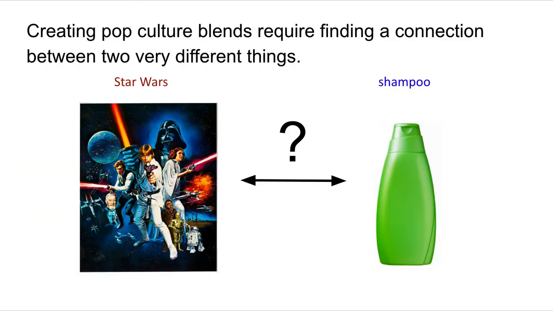Creating pop culture blends is difficult because it requires finding a connection between two very different things. For example, Star Wars is not obviously related to shampoo. The challenge is finding associations for both domains that can connect them.